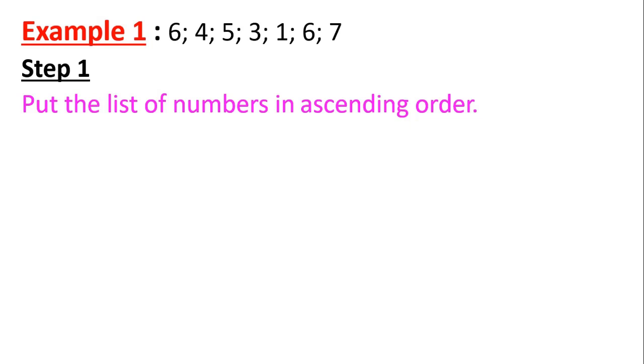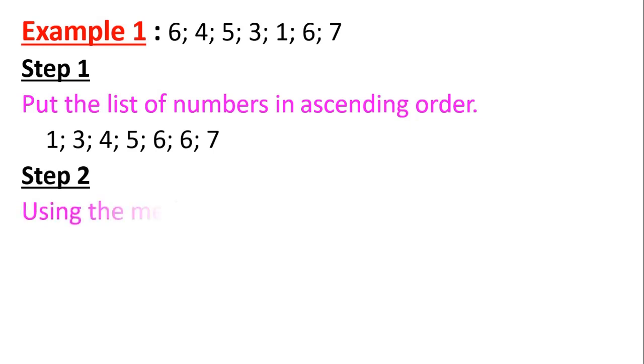Example 1. Here I have my information, and it can be anything. We've got 6, 4, 5, 3, 1, 6, 7. Step 1. Put the list of numbers in ascending order. Hopefully you can do that and we don't need to go through it, but there you can see 1, 3, 4, 5, 6, 6, 7. I've put them in smallest to biggest, or ascending order.